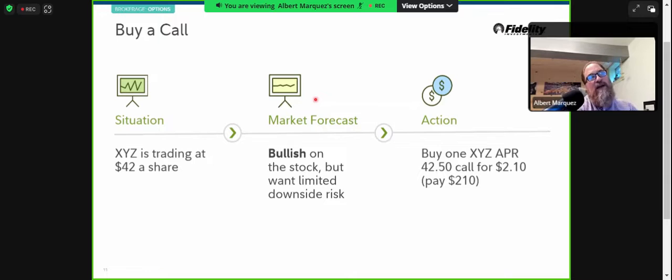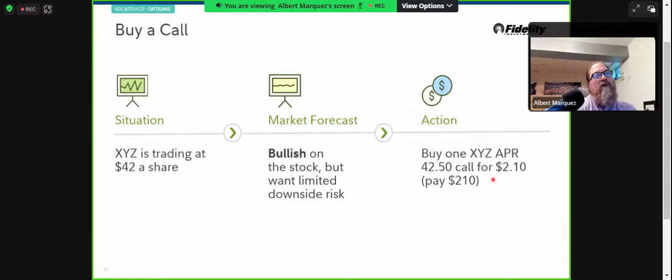You've decided that you can look at buying an XYZ April 42.5 call for $2.10. That's the contract price of the option. To figure out what it's going to actually cost in dollar value, we always take the premium, that $2.10, multiply it by 100 to represent 100 shares, and then multiply it by however many contracts. In this case, we're going to stick to one contract. So it's $2.10 times 100 times 1, which gives us $210. That's the premium we're paying for this particular call.